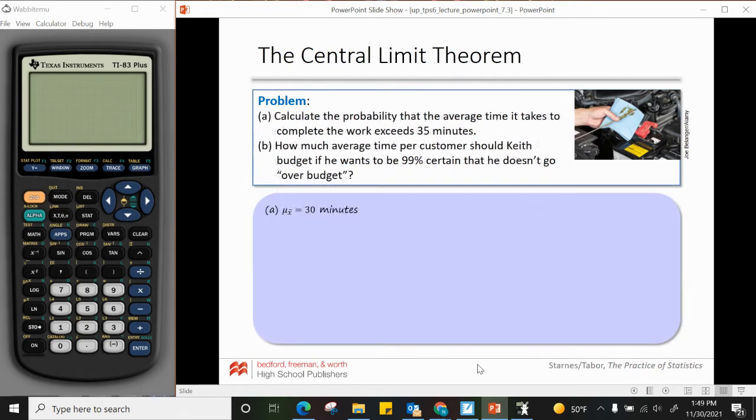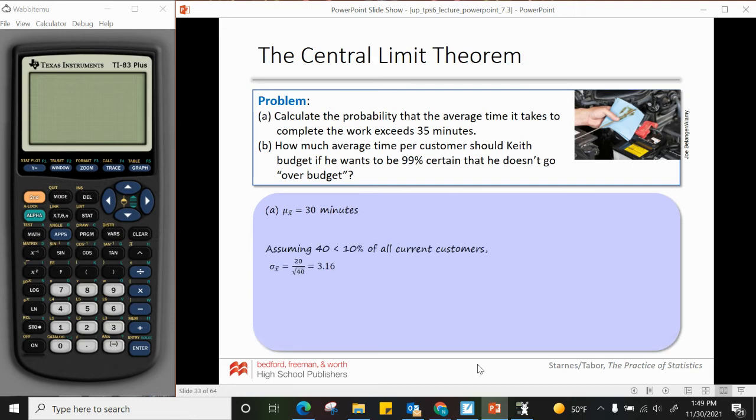Will this be enough? So I'm going to calculate the probability that the average time it takes to complete work exceeds 35 minutes, based on the 40 people. My mean of x bar is going to be 30 minutes, equal to mu. 40 is less than 10% of all current customers, so it meets the 10% condition. So I'm going to use sigma of x bar as 20 divided by square root of 40, which gives me 3.16.